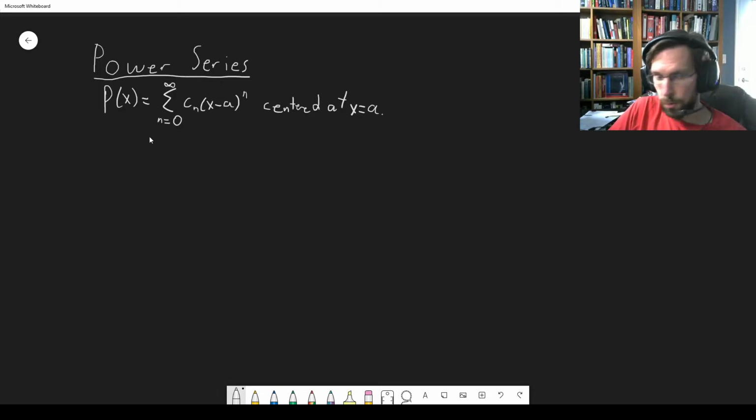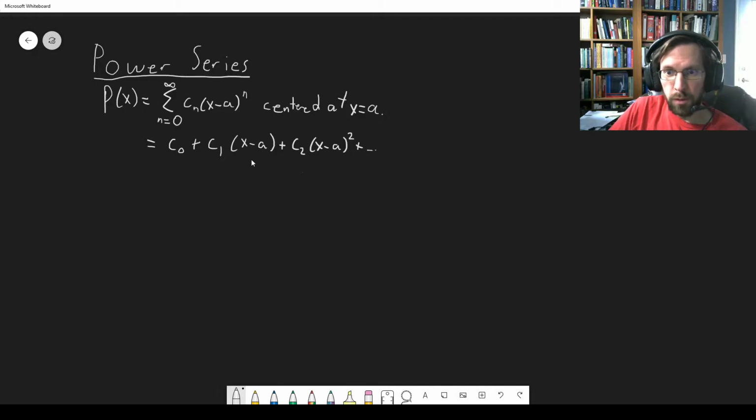So the first few terms of your power series are going to look like this. So we have c0 plus c1 times x minus a plus c2 times x minus a squared, and so on and so forth. Okay, so the typical question you'll be asked about power series is you'll be asked to find the interval and radius of convergence.